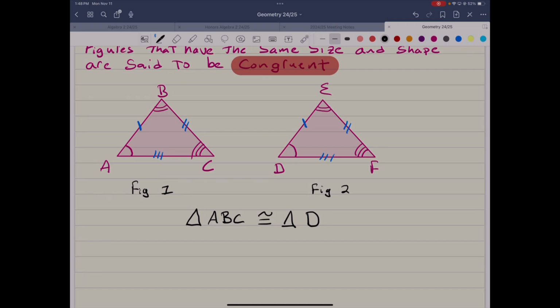Angle B is congruent to angle E. They both have two arcs. So B and E need to be in the same order. So D, E, and then obviously F. Okay, so that's called a congruency statement. That triangle ABC is congruent to DEF.